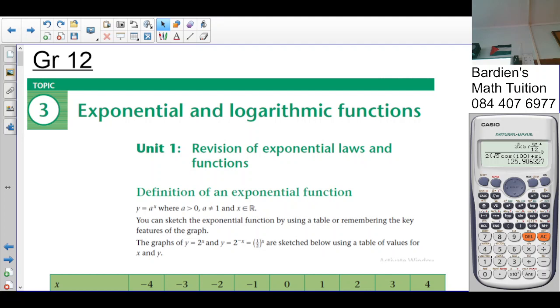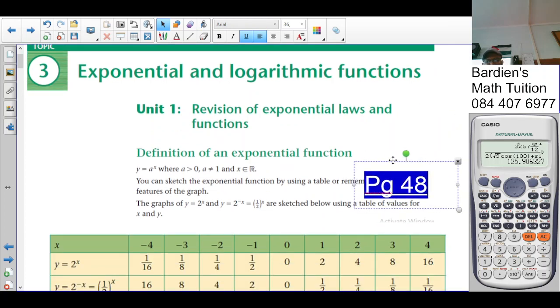In this section of work is basically a revision of exponential laws and functions. This is on page 48. You guys can follow in your books. I'll tell you what to highlight as well.